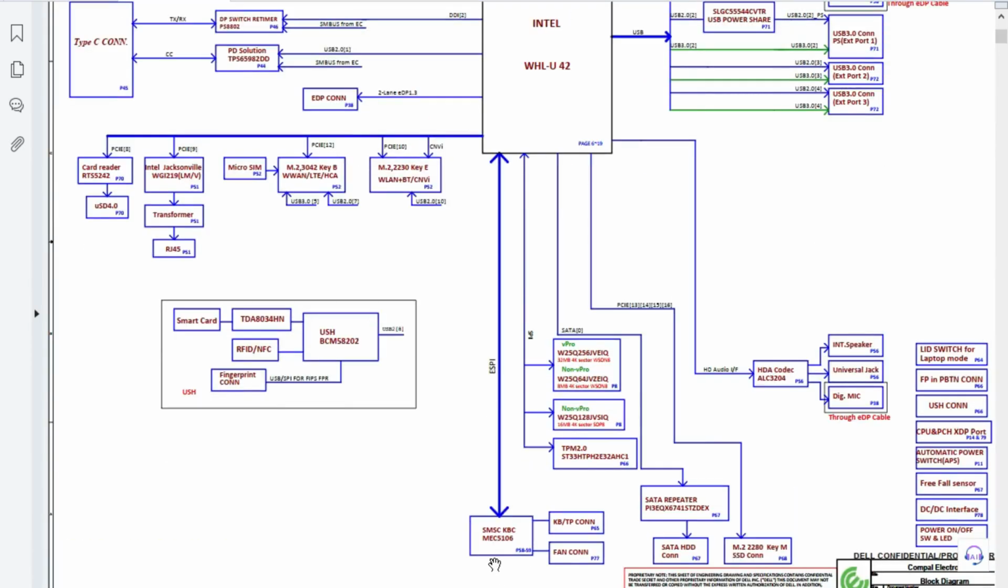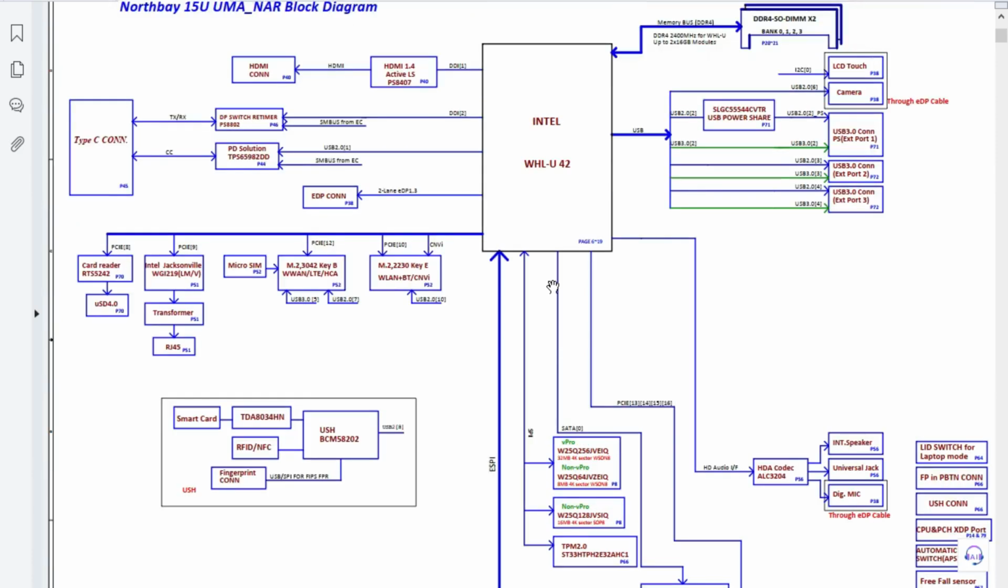So here we have basically the keyboard controller. We have the TP keyboard connector, the fan connector, the SATA HDD, the hard disk drive. We have also here SSD connector, etc. So the most important thing here is that we have just one chipset and all other parts are connected to this chipset.